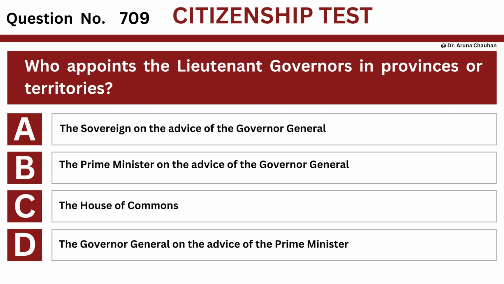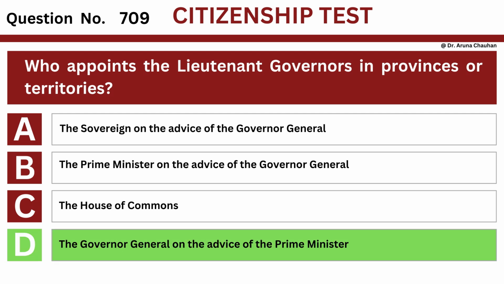Question number 709. Who appoints the lieutenant governors in provinces or territories? Option A, the sovereign on the advice of the governor general. Option B, the prime minister on the advice of the governor general. Option C, the House of Commons. Option D, the governor general on the advice of the prime minister. The answer is option D, the governor general on the advice of the prime minister.